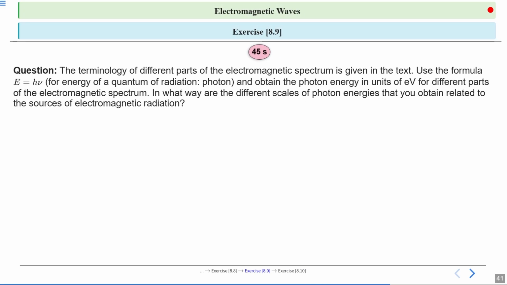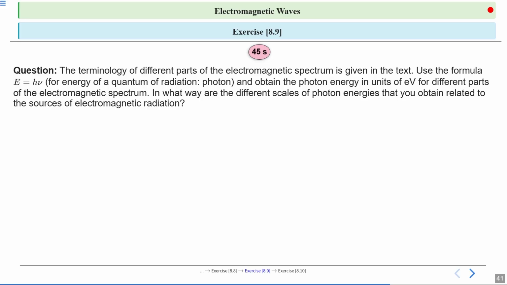Next question: the terminology of different parts of the electromagnetic spectrum is given in the text. Use the formula E equal to h nu and obtain the photon energy in units of electron volt for different parts of the electromagnetic spectrum. In what way are the different scales of photon energies that you obtain related to the source of electromagnetic radiations? So you have to calculate the energy using this relation E equals h nu, or in place of nu you can write c by lambda, so h c by lambda.